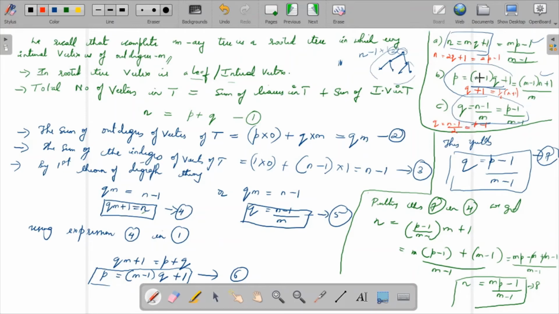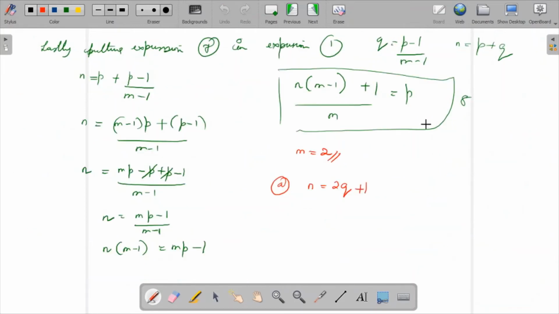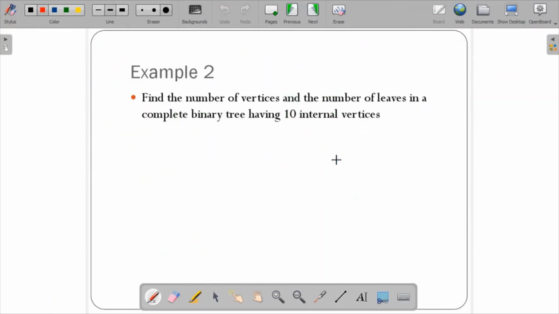So this is the formula in case of a complete binary tree, for which m is equal to 2. So let us solve the next problem. Example 2. Find the number of vertices and the number of leaves in a complete binary tree. Complete binary tree means m is equal to 2. So you need to remember the formulas we have seen in example 1. Example 1 is the base for all these remaining examples. So you should remember the formulas.